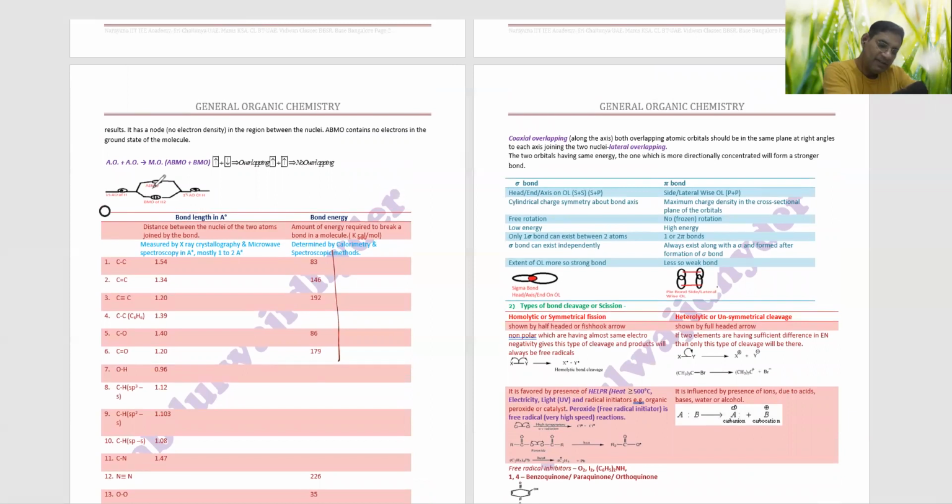Coaxial overlapping. See, if two atomic orbitals overlap each other in the same plane at right angles to the axis, that is called lateral overlapping. That is called coaxial overlapping. Now see, as we have discussed, sigma and pi, two types of covalent bonds can be there. And now here we'll be talking about the differences between them.